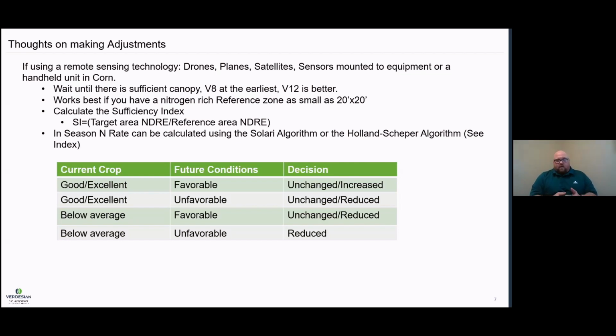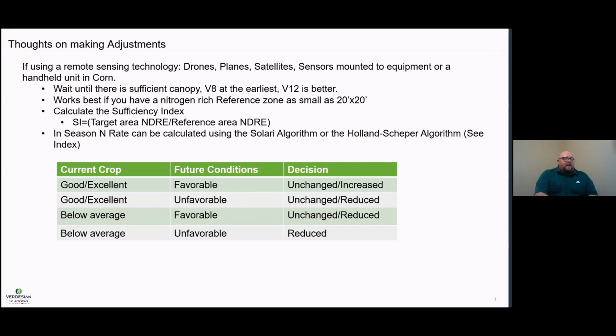I'm going to stay the course, or I'm going to lean into it a little bit and maybe apply just a little bit of extra nitrogen to try to capture close to that maximum yield number. If my current crop is good to excellent and those conditions look unfavorable for the next period of time, I'm either going to stay unchanged, or depending on how confident I am those unfavorable conditions are going to impact yield, I might reduce that nitrogen rate a little bit.